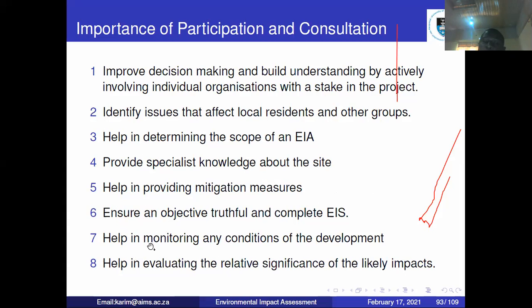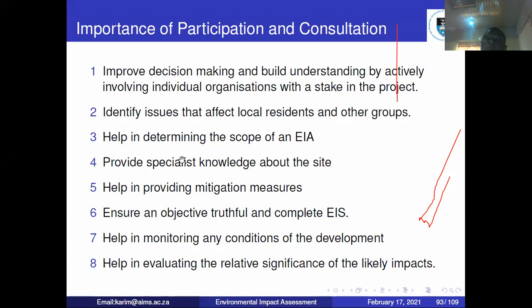And you allow people to participate, and that helps in monitoring any conditions of the environment. Once you allow them to participate and you are doing your monitoring, it's easy to get information from the people or from those affected parties, how the project is affecting their lives. But if you don't allow them, how will you come and ask them questions at the end when you are monitoring?